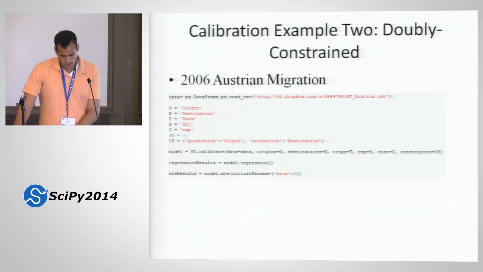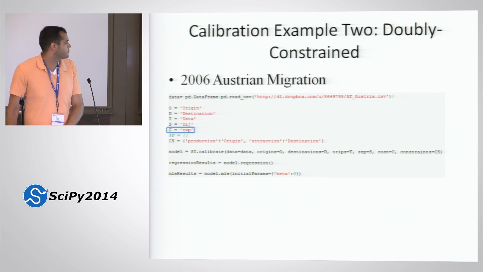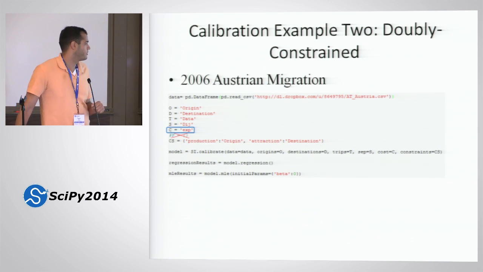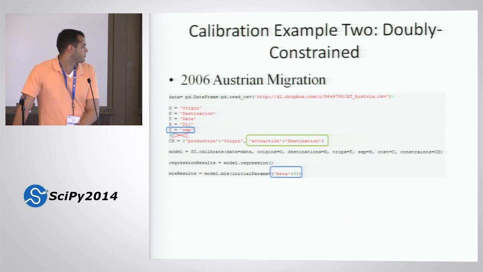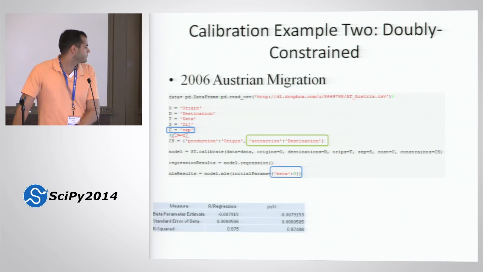In this case, I've changed the distance function to exponential. I have removed the factors because in a doubly constrained model we don't need additional factors to describe the system. And I've added in the additional constraint that it's now a production and attraction constrained model. And I've just modified the initial parameter values.